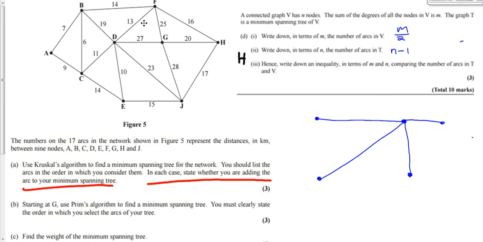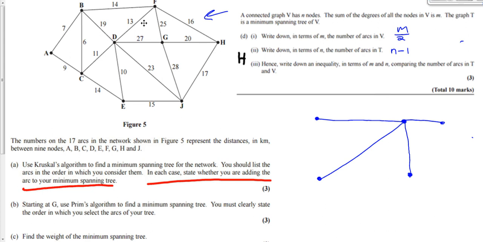And now finally, the last part: write down an inequality in terms of m and n, comparing the number of arcs in T and V. So we've got a connected graph. If we consider this one over here as a connected graph, what we've got to do is compare the number of arcs in a connected graph and the number of arcs in a minimum spanning tree.